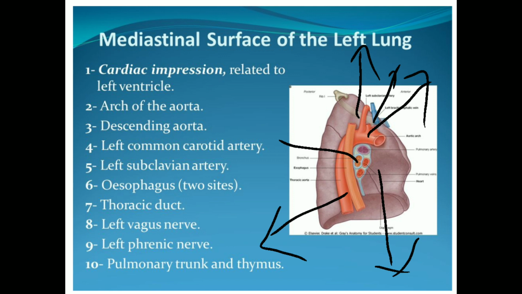Cardiac impression related to left ventricle, arch of aorta, descending thoracic aorta, branches of arch of aorta, left common carotid artery, left subclavian artery, esophagus, thoracic duct, left vagus nerve, left phrenic nerve, pulmonary trunk and thymus.